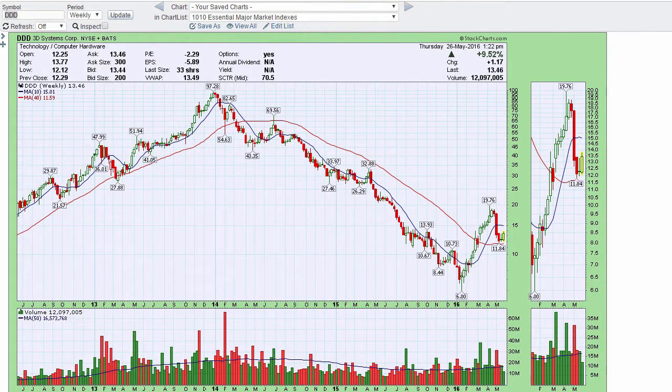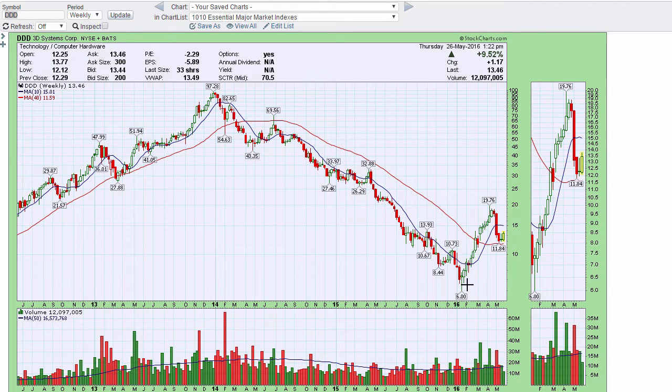Okay, so we're going to time the bottom in stocks today. I've got my good friend Triple D, 3D Systems. I have a love-hate relationship with this stock that I'm not going to get into right now, but it really has been in a nice downtrend for a very long time. You can see it was at $97. Now it's at $6. What I'm going to cover today is a weekly upside reversal, or at least that's what I call it.